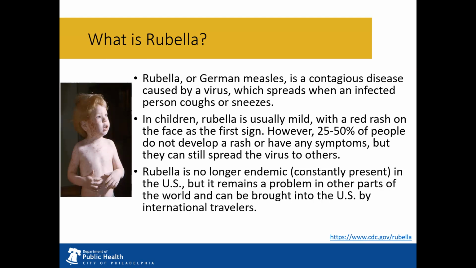Rubella is no longer endemic in the US, but it remains a problem in other parts of the world. Less than 10 people in the US are diagnosed with rubella each year, and all cases since 2012 were infected when living or traveling outside the US. To maintain rubella elimination, it is important to be vaccinated. And you can see the definition of elimination does not mean zero. So continue to get vaccinated.